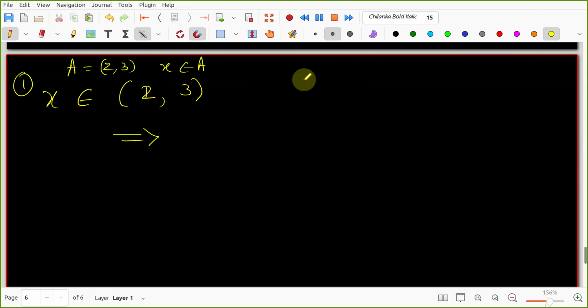Okay, so now in this context, we are in the real line. Depending upon the context, right? So we are in the real line.